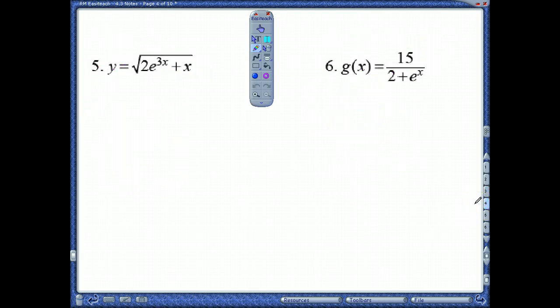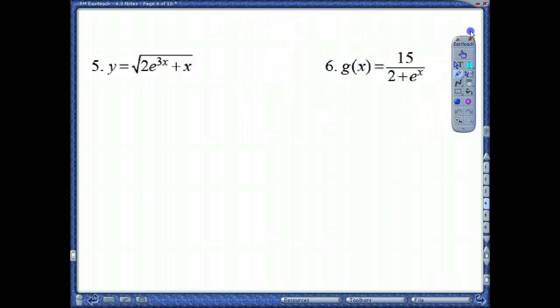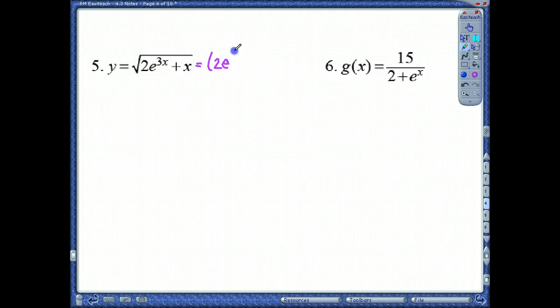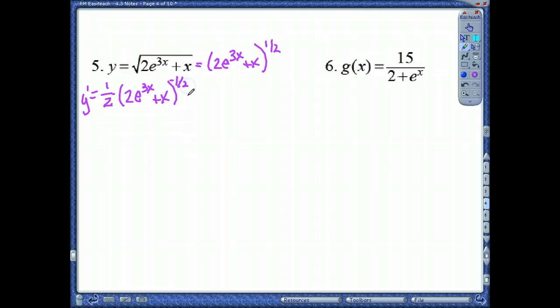Let's bump up the excitement just a little bit more. Oh, look at that. Number 5, we have a chain rule. So we actually have 2e to the 3x plus x, all to the 1/2 power. Remember how we handled chain rules? You do the derivative of the outside, so do that power rule. Bring that 1/2 down. Don't change anything on the inside. Subtract 1 from its exponent, so that's negative 1/2. Times, now we get to do the derivative of the inside.